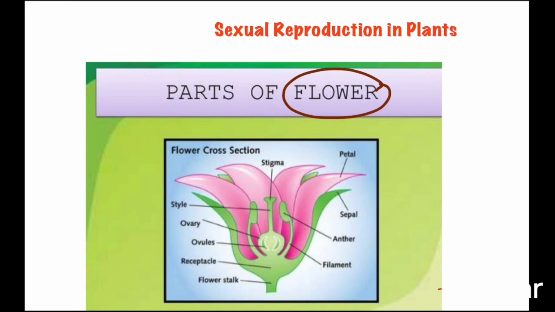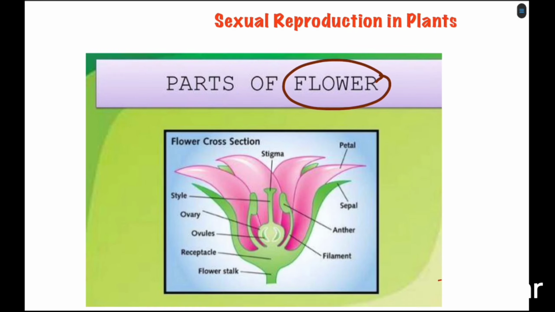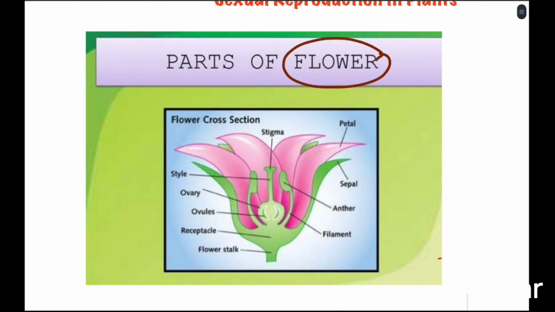First we have to understand the parts of the flower. Here you can see a cross section of the flower, in which you can see all the parts of the flower. We can divide the parts of the flower into two categories: essential whorls and non-essential whorls. Why is it categorized like this?